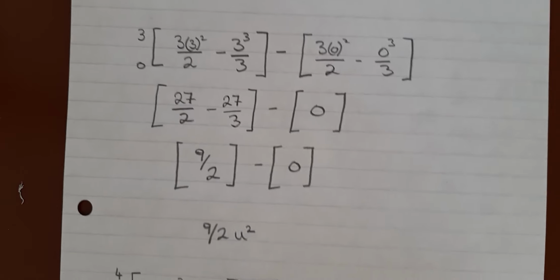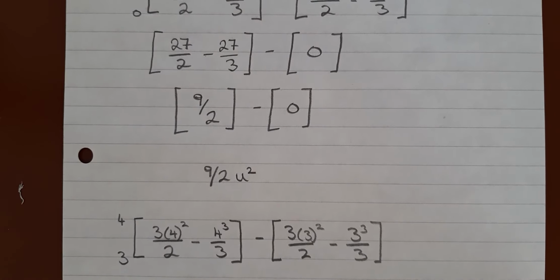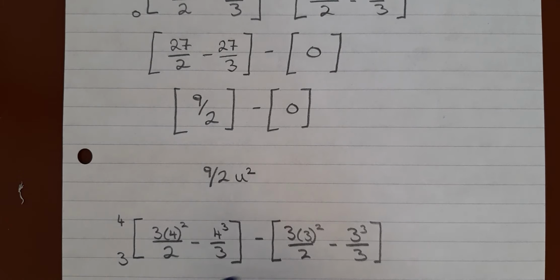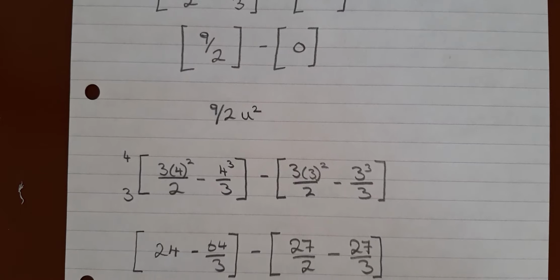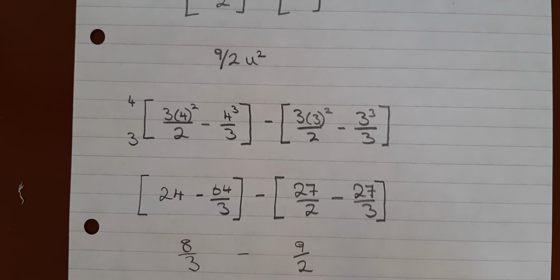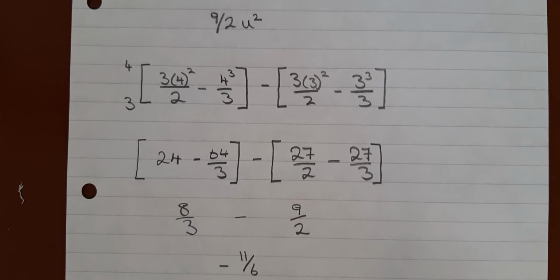On to our final section, between the limits of 4 and 3. Subbing in our 4 and subbing in our 3, we get 3 multiplied by 4 squared over 2, minus 4 cubed over 3, minus 3 multiplied by 3 squared over 2 minus 3 cubed over 3. Calculating these, we get 24 minus 64 over 3 minus 27 over 2 minus 27 over 3. This will give us 8 over 3 minus 9 over 2, which is minus 11 over 6.